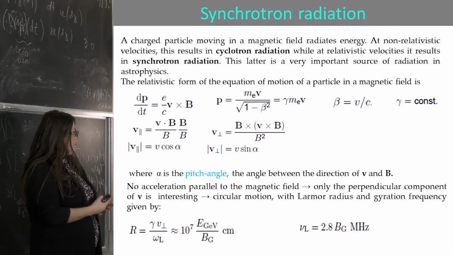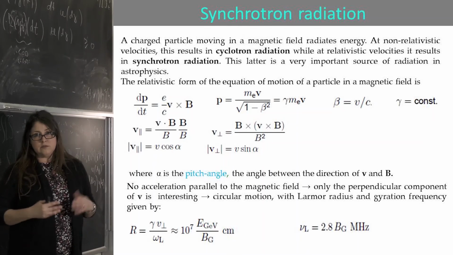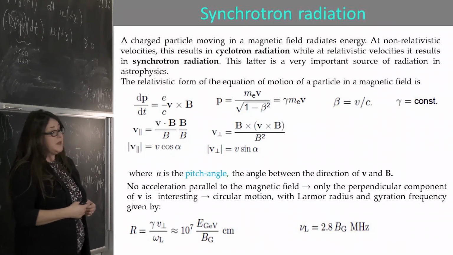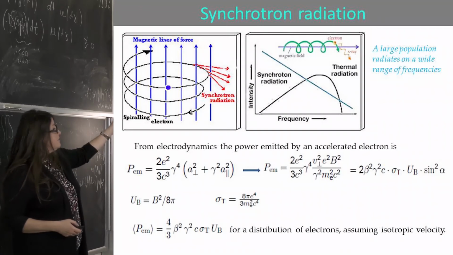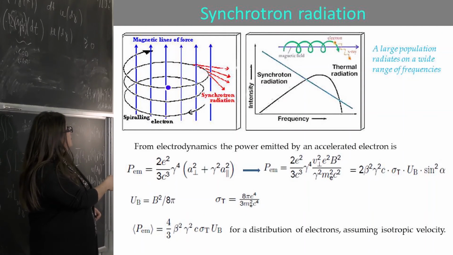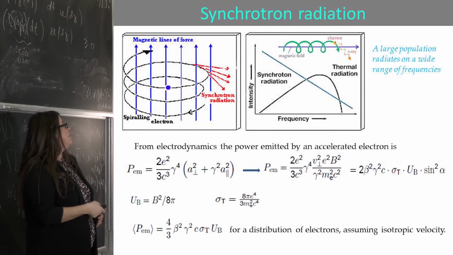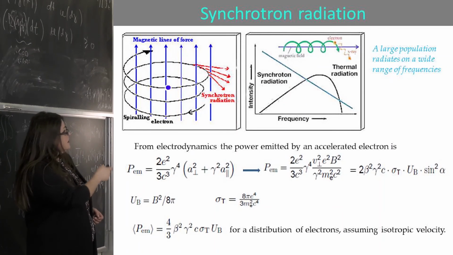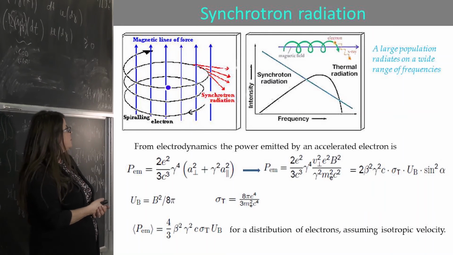For this circular motion, you can easily calculate the radius, the Larmor radius, and the typical gyration frequency, the Larmor frequency. So if these are the magnetic lines of force, you see that the electron is typically spiraling around them and emitting synchrotron radiation in the instantaneous direction of motion.